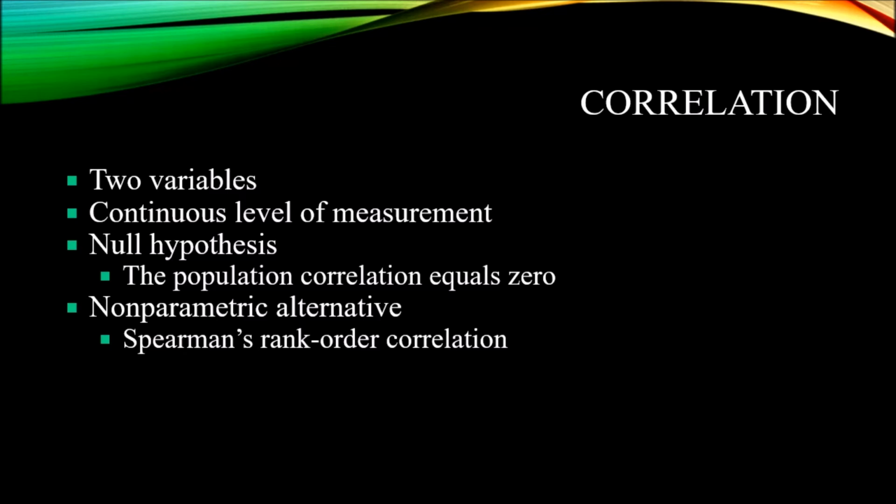Both variables need to be at the continuous level of measurement, so again, interval or ratio. The null hypothesis for a correlation is that the population correlation equals 0. And there is a non-parametric alternative to a correlation. If you don't have the variables at the continuous level of measurement, but rather the ordinal level, you can use a Spearman's rank order correlation.